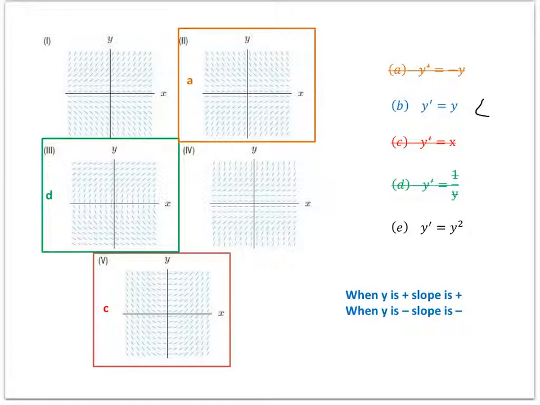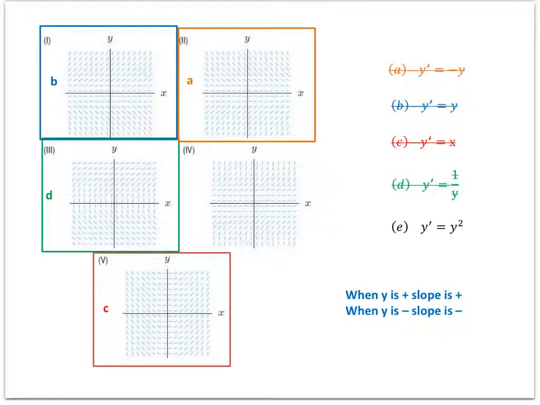Same thing here, but in this case, the slope is going to match whatever your y value is. So if your y value is positive, your slopes are positive. If your y is negative, slopes are negative, so that would be this one. You can see positive, positive, and of course all of these you can also see if it equals 0.